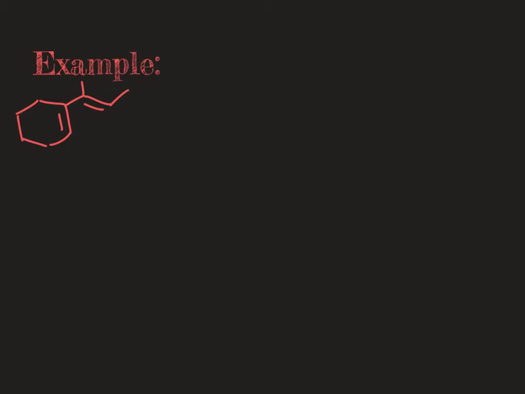So if I look at this double bond on the right, I have 2 options. I could add the hydrogen to this carbon that's on the left side of the double bond or the one that's on the right.